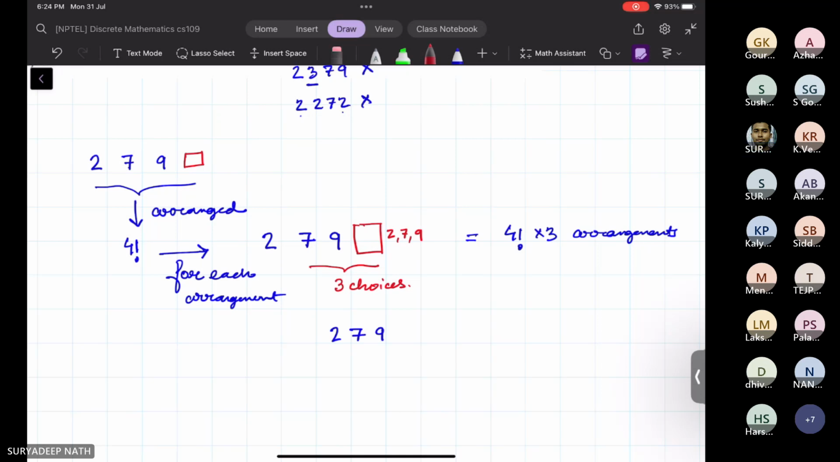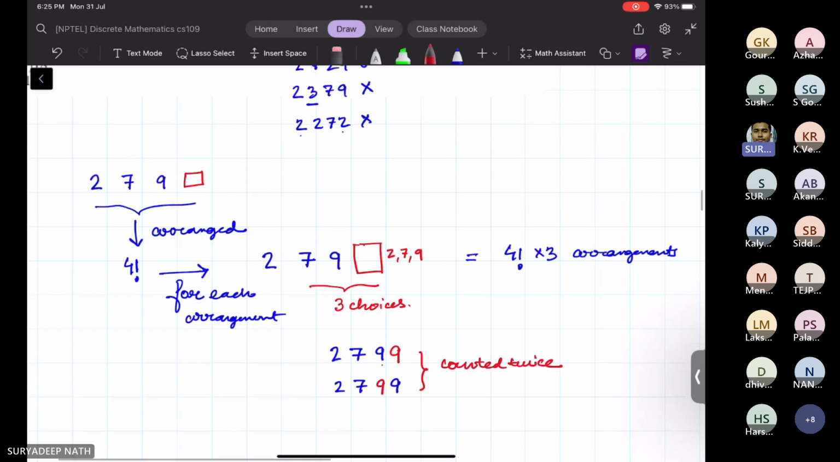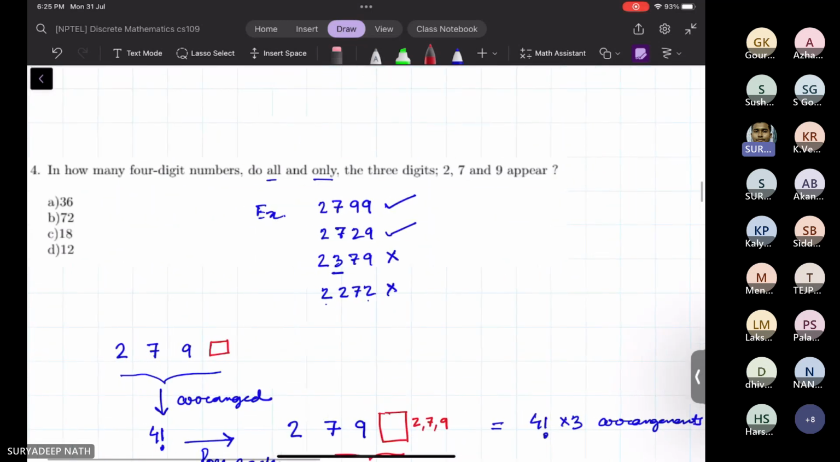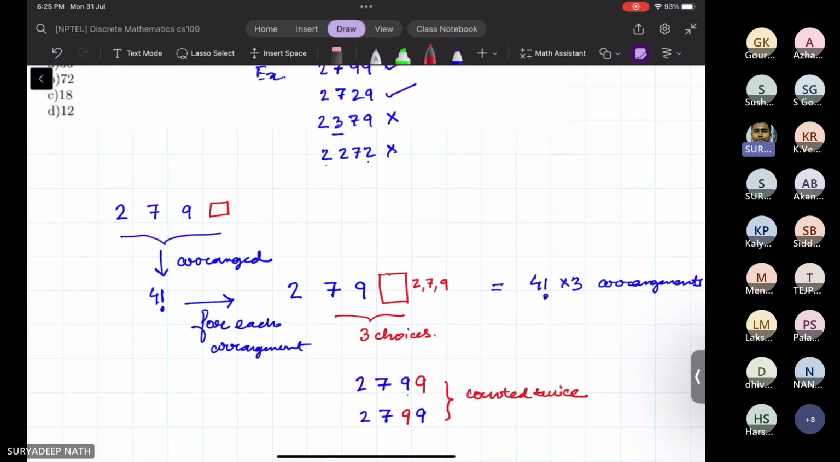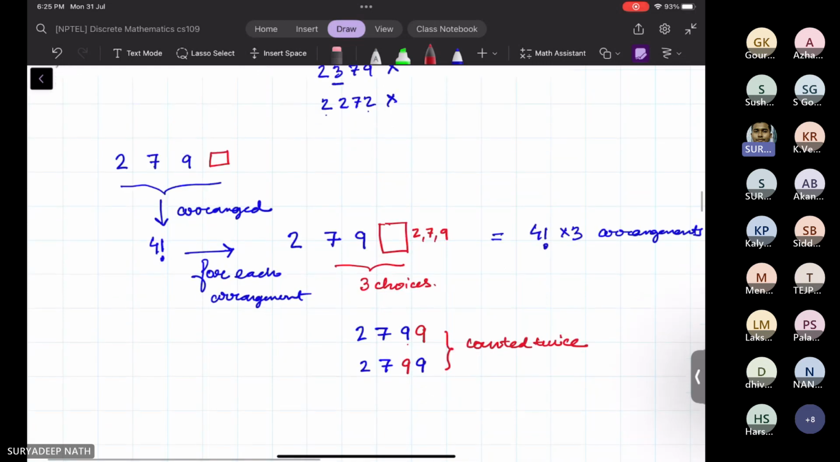2799, this is one. And if we again count like this, 27 and 9 for this case, these are counted twice. Because one of the digits will be repeating. So you have 3 digits and you have to create a 4-digit number with only those 3 digits. So one of the digits has to be repeating. So in this case, we'll count the arrangement twice.